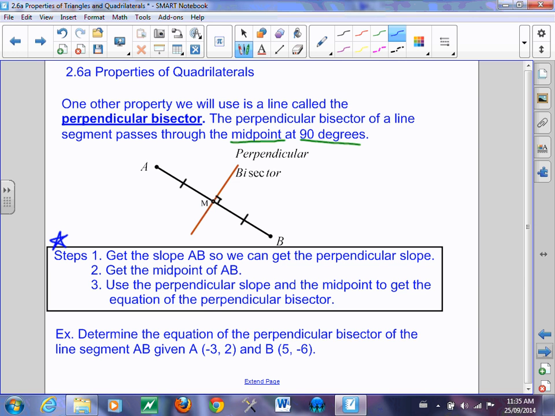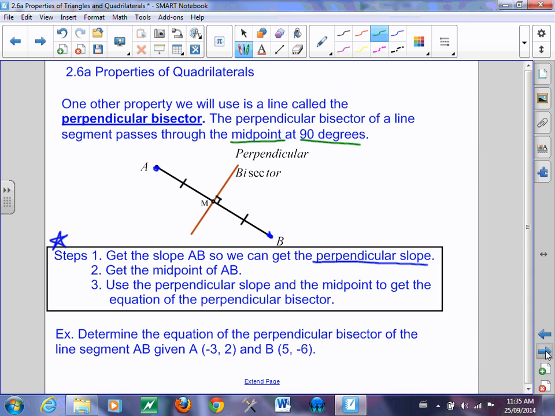Okay, so your 3 steps are: 1, get the slope of AB. The reason why we need the slope of AB is so then we can get 90 degrees from it, okay? Because then we're going to get the perpendicular slope. All right, so that's dealing with the perpendicular part of perpendicular bisector.